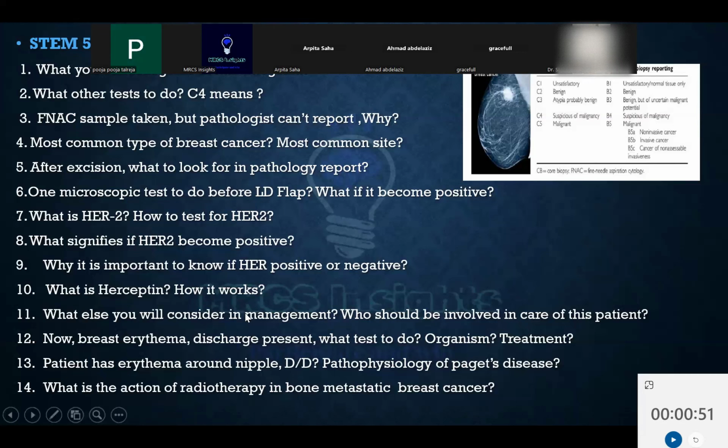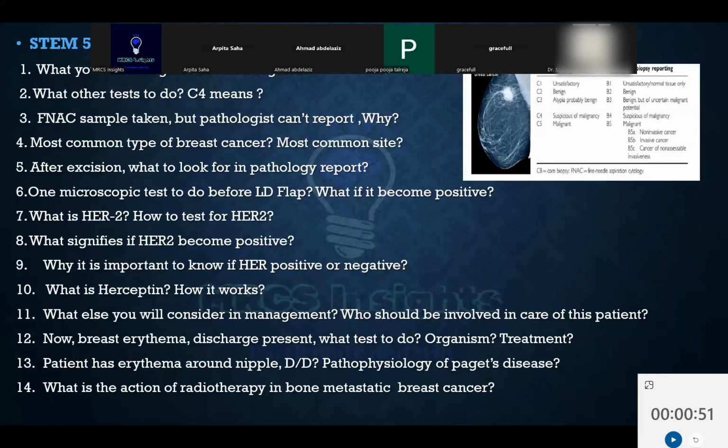Now, Dr. Ahmad, can you tell me this question's answer, what Pooja missed? This one, number 6: one microscopic test to do before LD flap. I have no idea. This one is totally new for me. Okay, that's all. These questions are ended.